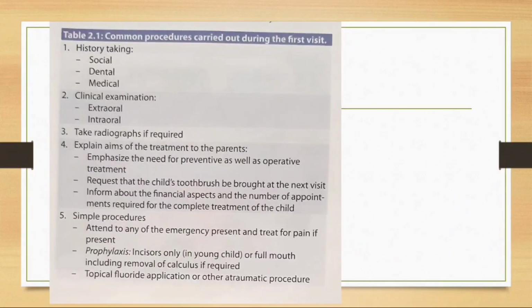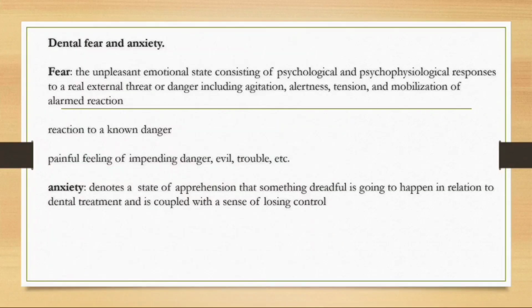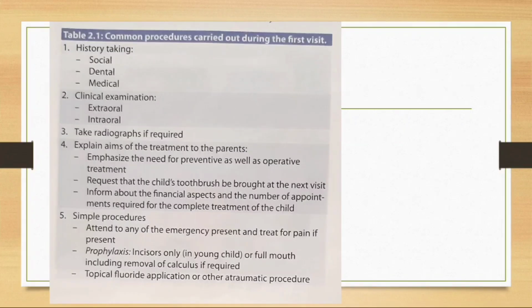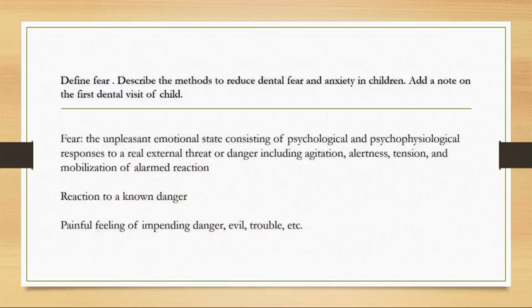So what are the common procedures carried out during the first visit? That is history taking: social, dental, and medical history. Then the extraoral, intraoral, and after that radiographs, and explain aims of the treatment to the parents. And we do only simple procedures at the first visit. That is, if there is an emergency at present, treat for pain. And we'll do prophylaxis just exclusively on the incisors and maybe topical fluorides. So I was talking about the first visit procedures for a fearful child.